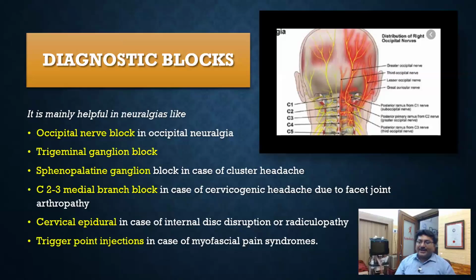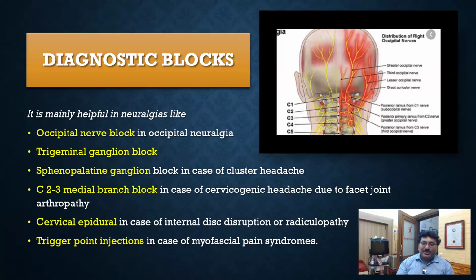Now coming to the diagnostic blocks. There are some diagnostic blocks that help to find out the cause of the headache. For example, in case of occipital neuralgia, it could be greater occipital, lesser occipital or third occipital neuralgia. Blocking the specific nerve can relieve the pain. Trigeminal ganglion block, especially the local anesthetic block, helps to diagnose trigeminal neuralgia. Sphenopalatine ganglion block helps to relieve cluster headache. There are two types of block here also: one is the lateral approach, one is the intranasal route, which we will again discuss with the sphenopalatine ganglion block that could relieve the cluster headache.